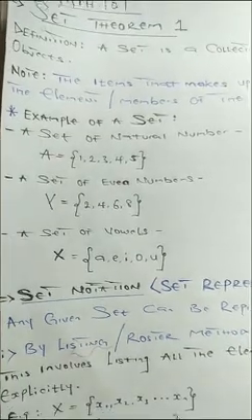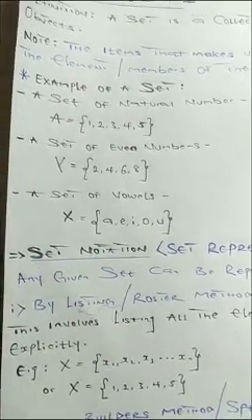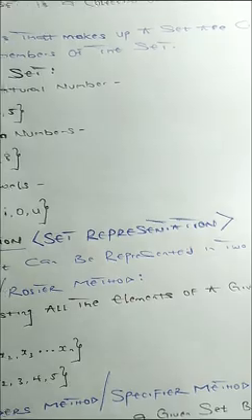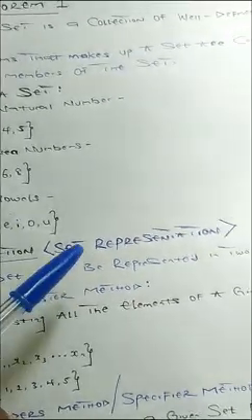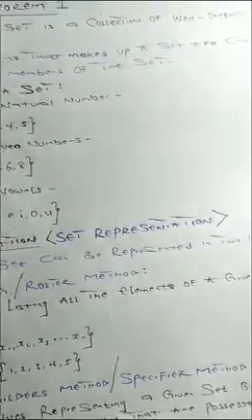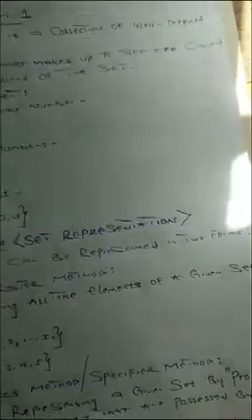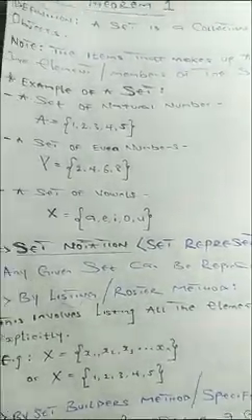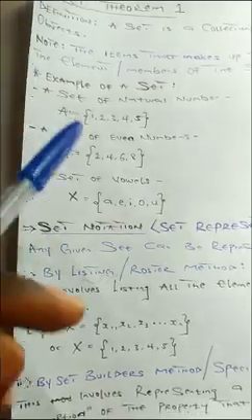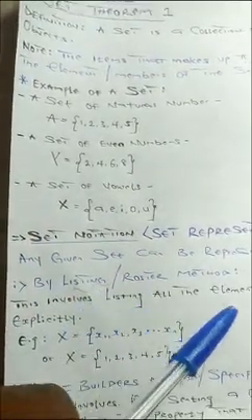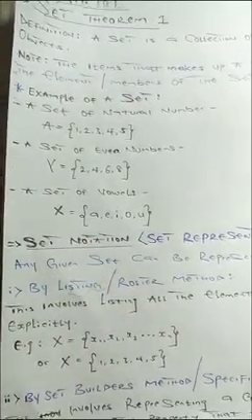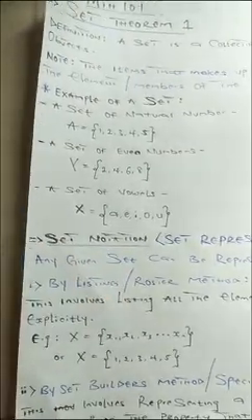Now the next thing we're going to be looking at is set notation. Set notation can also be called set representation. And we say that any given set can be represented in two forms. Any given set must be represented in two forms. And the number one form we have is the listing or roster method. Is that you call it by listing, or you call it by what? Roster method.